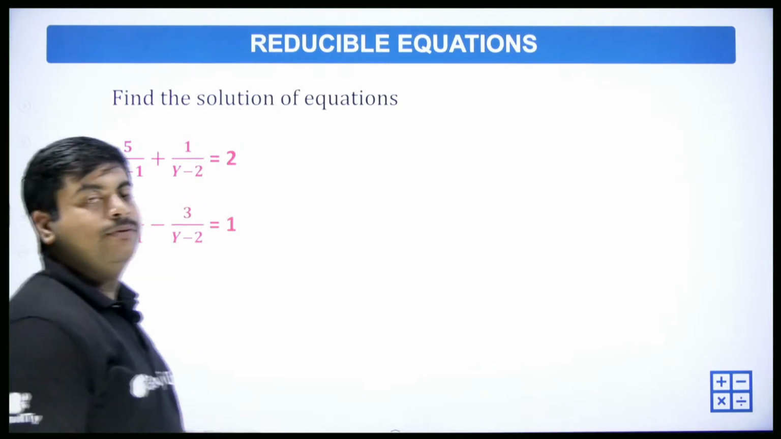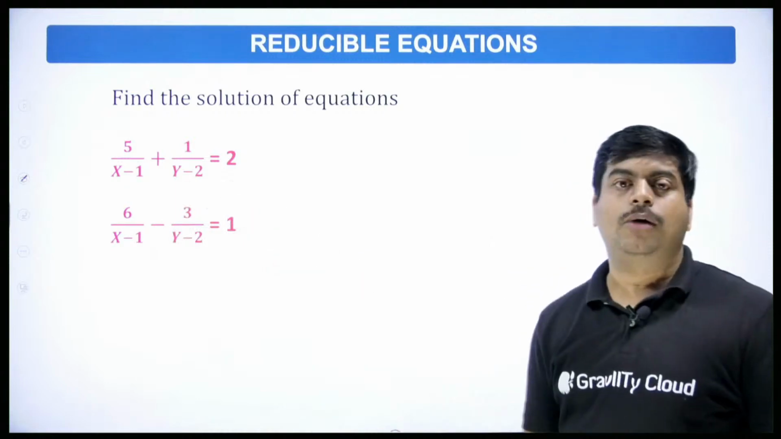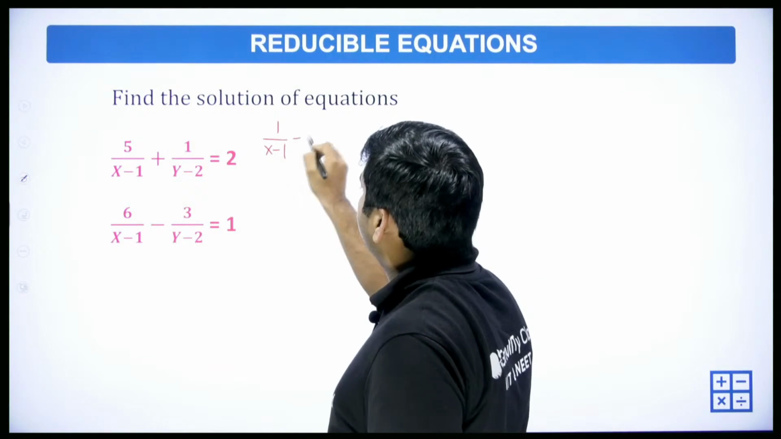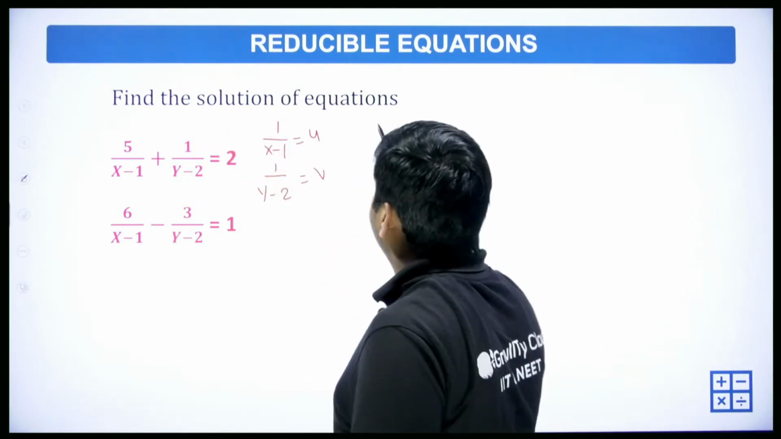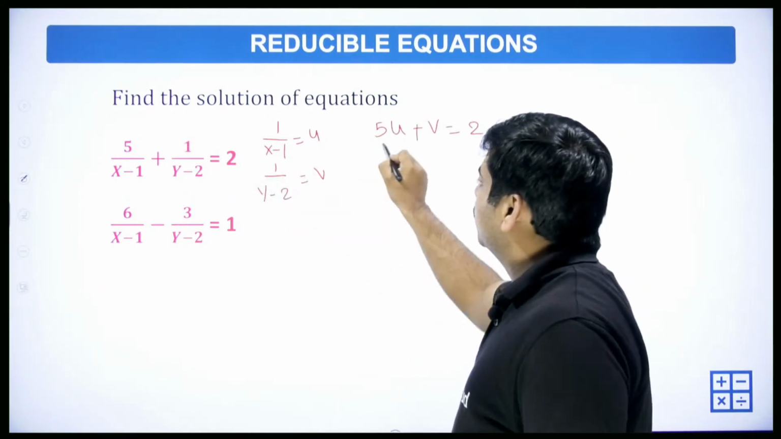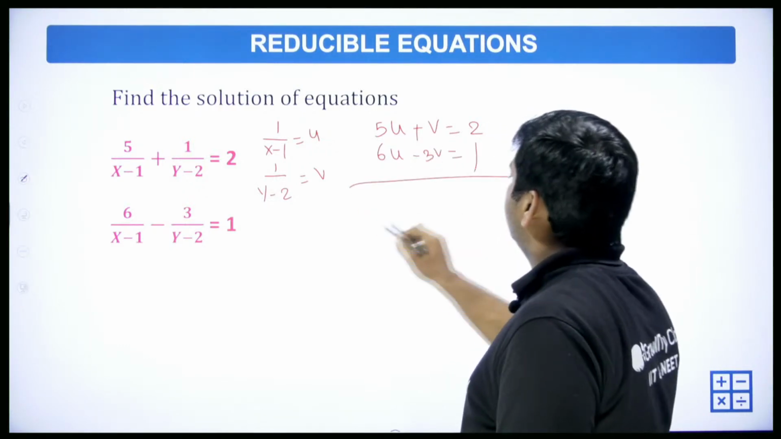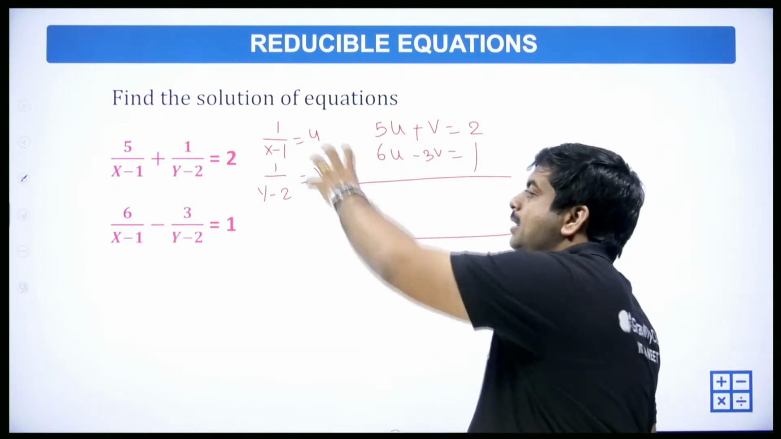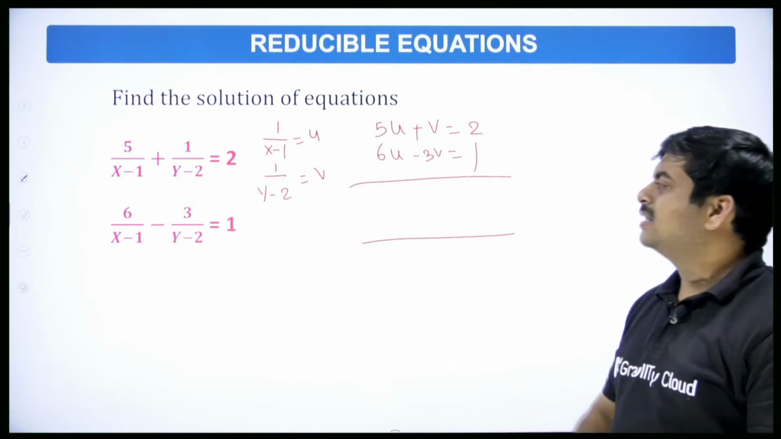So 5 by x minus 1 and 1 by y minus 2. If you carefully observe, we are having the same denominators, right? So let us try to take 1 by x minus 1 is equal to u and 1 by y minus 2 equal to v. So the first one becomes 5u plus v is equal to, the second one becomes 6u minus 3v is equal to 1. So now you can solve for the values of u and v. Once you get the values of u and v, substitute here to get the values of x and y, right? So it's a very simple question.